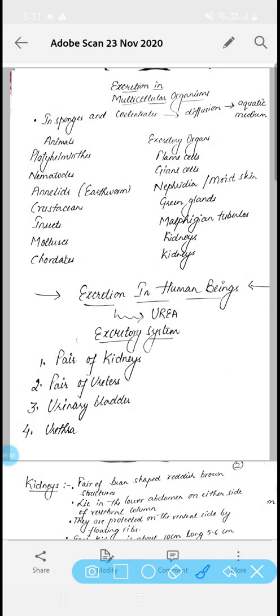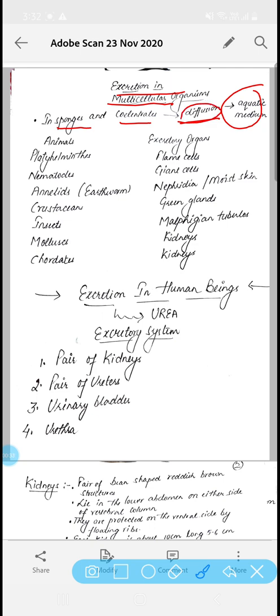Now we will study the excretion in multicellular organisms. Multicellular organisms means which are made up of different types of cells. So there are some lower multicellular organisms like sponges, coelenterates. In them, simple diffusion takes place as their body surface is directly in contact with water, so they exchange the material through the aquatic medium by the process of diffusion.